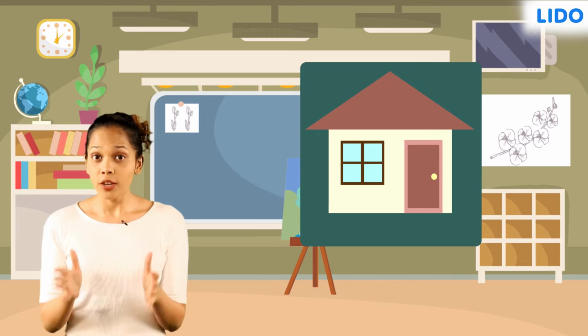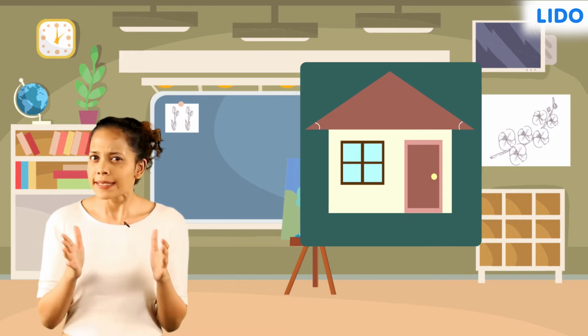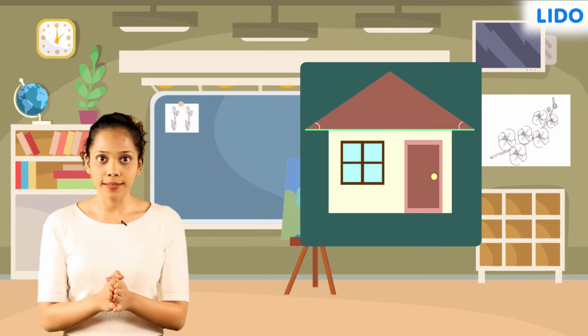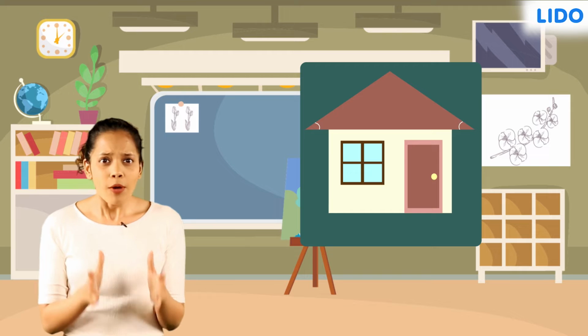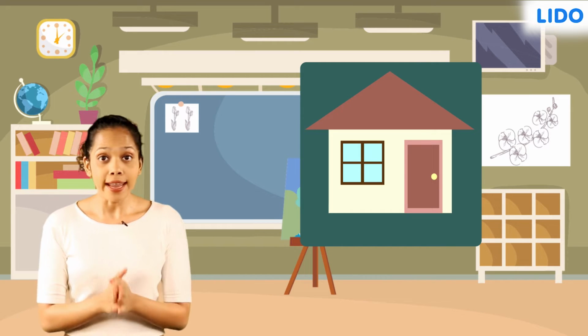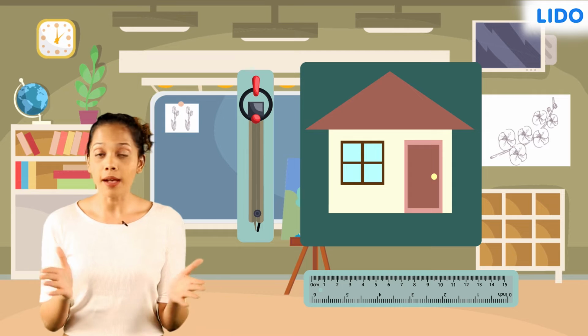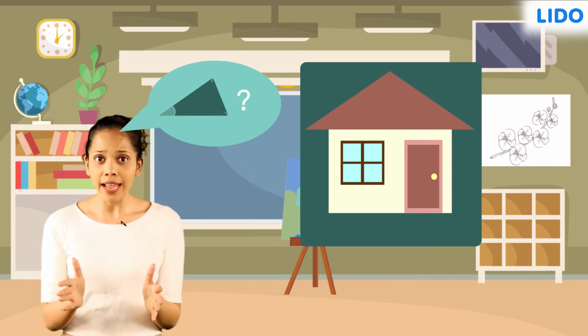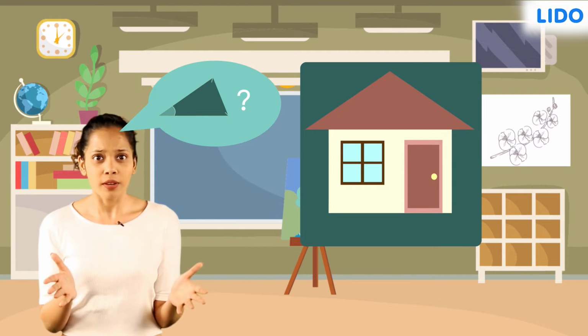I can tell that the corners of the roof are at a certain angle from the base, but we don't know how much this angle measures. The only tools I have are a ruler and a compass. How do I construct a copy of an angle of unknown measure?